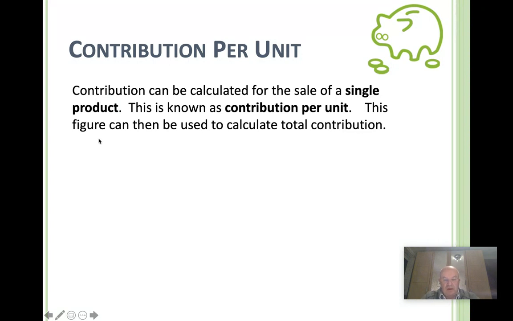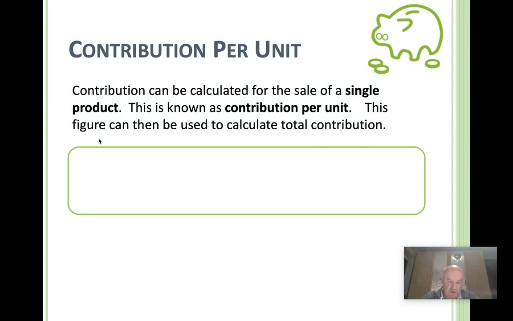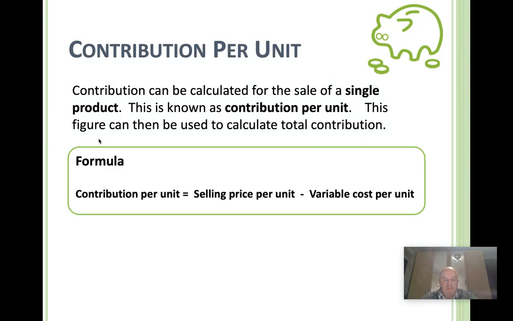So contribution per unit then. We've talked about that again. It's a sale of a single product, and we calculate the contribution by taking the amount per unit that we sell and how much our revenue is higher than our variable cost. And we can use that to then calculate, in this case, our contribution per unit: selling price per unit, as I mentioned, take away our variable cost per unit.